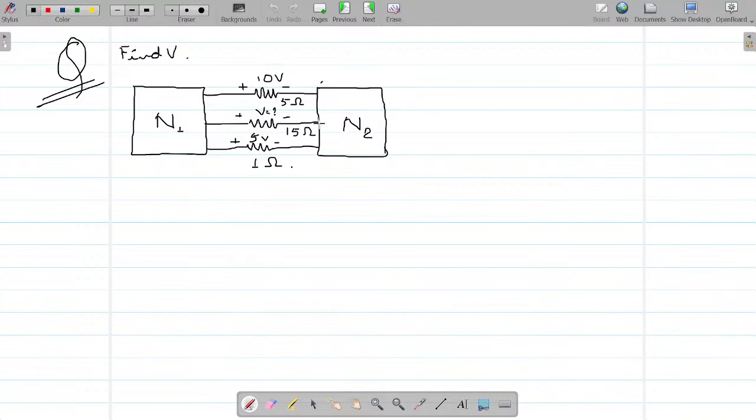Okay, I know the drawing is a little bit clumsy. Let me try and improve this for you so that there remains no confusion. I am writing it right here, 5 volt, 1 ohm. Similarly, this is the 15 ohm resistor, and the potential across it is not known. The polarity though is given to you. Now tell me, how are you going to proceed?